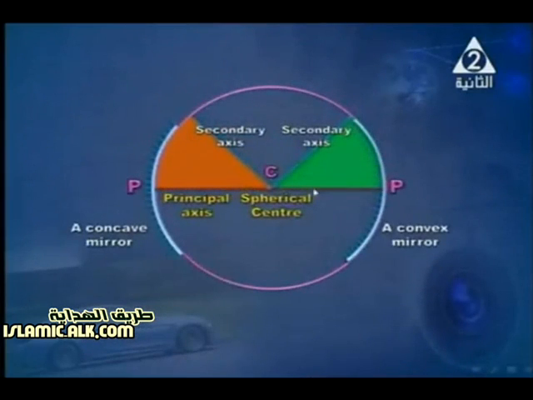This is the principal axis. This is the radius. This is the convex mirror, concave mirror, the pole of the mirror, center of curvature. This is the radius, or maybe the secondary axis, which passes through the point C and any point on the circle except B.